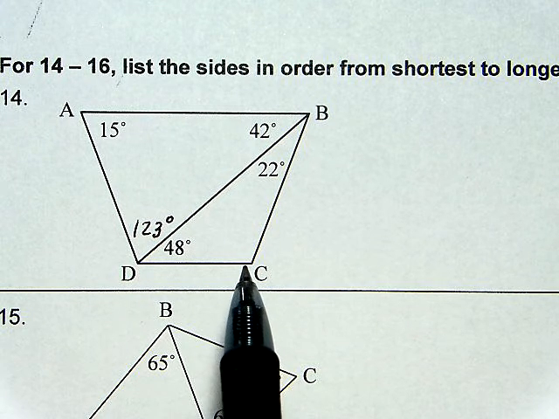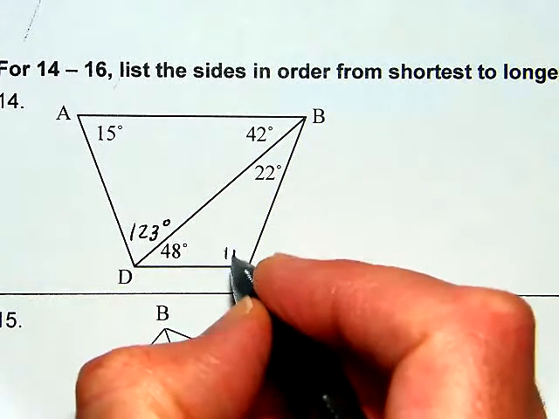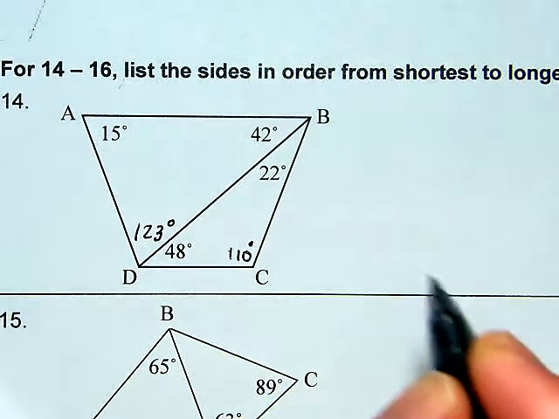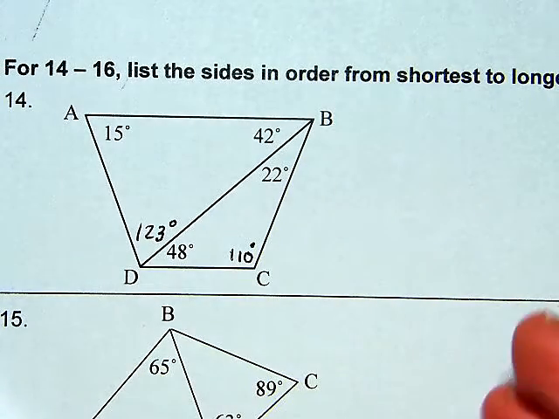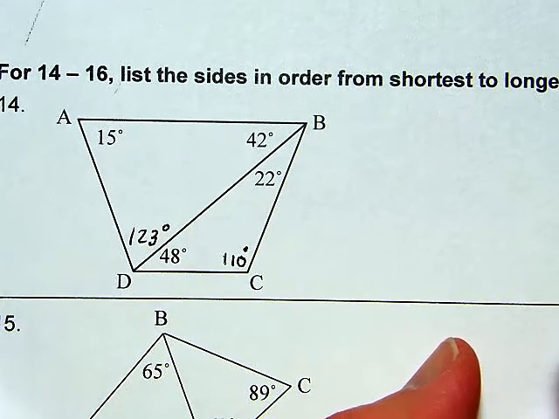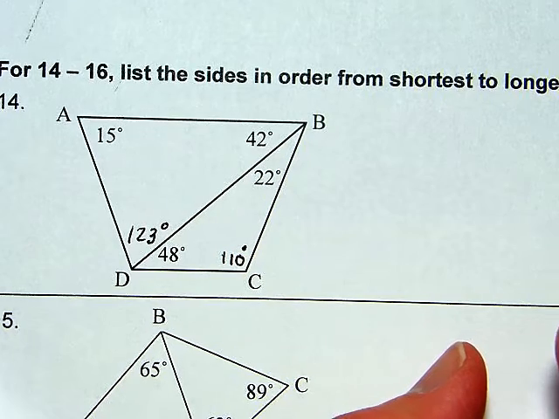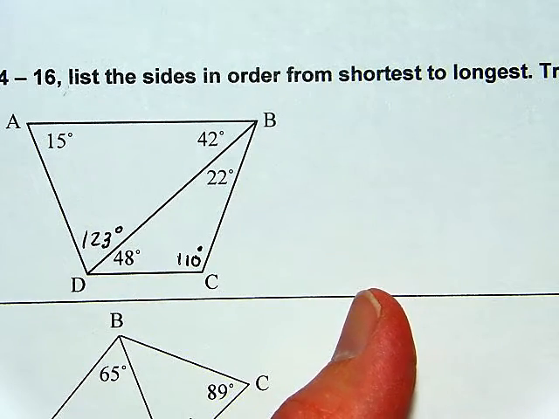Let's now figure out what angle C is. Okay, I've got to add 48 plus 22, which gives me 70, and that makes C 110. Okay, so the first thing I do is I use the triangle sum theorem to ensure that my angles add up to 180 degrees. Now comes the hard part. Okay, I've got to figure out what are the sides from shortest to longest.